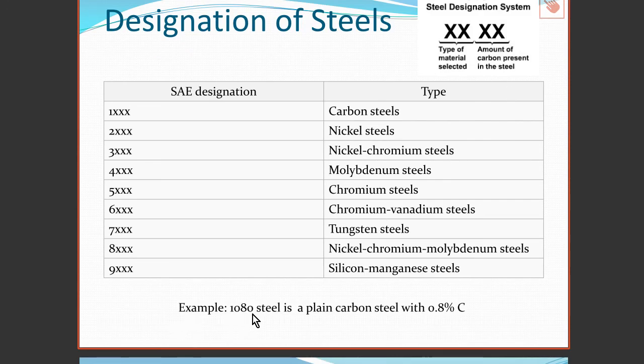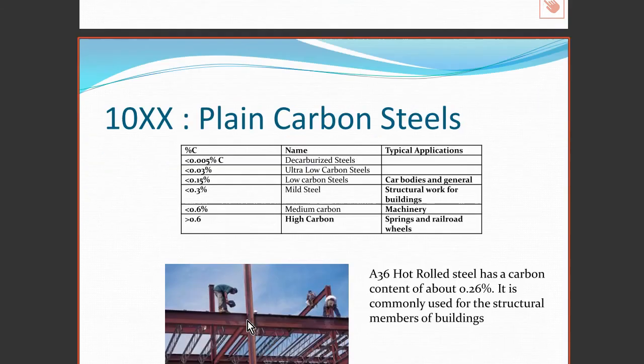For example, if you have a 1080 steel, the first two digits are 10. We looked at the range starting with a 1, and we know it's a plain carbon steel with no intentional alloying components. The last two digits, 80, give us the carbon percentage in hundredths of a percent. So 80 divided by 100 is of course 0.8. So this is the 0.8 plain carbon steel.